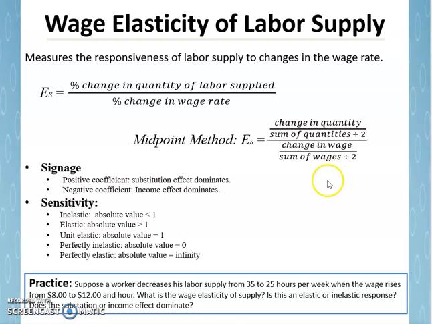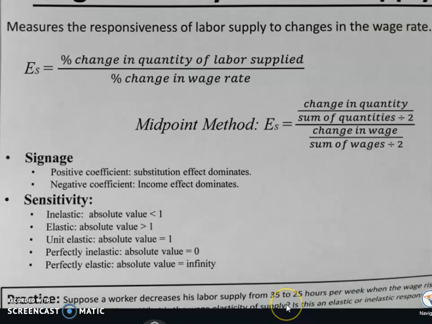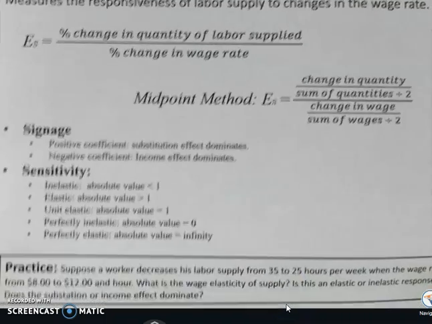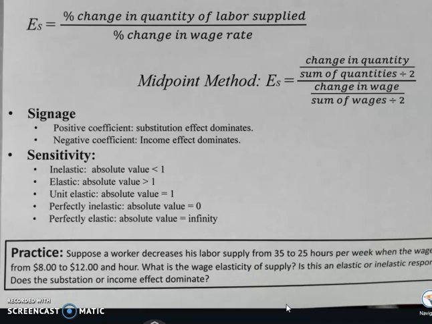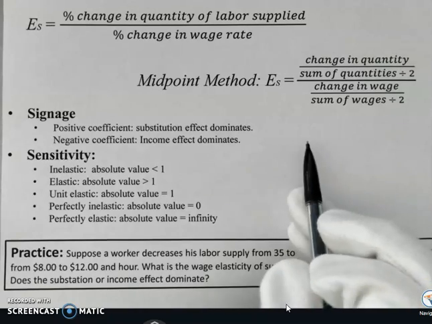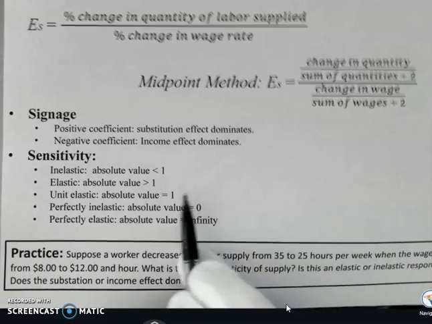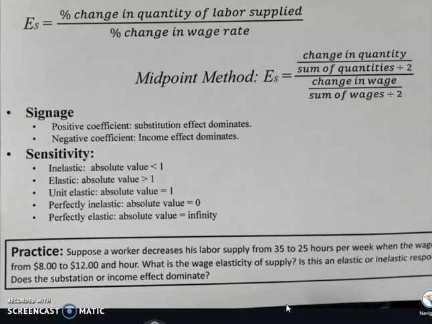Let's run through an example to illustrate this process. It says, suppose a worker decreases his labor supply from 35 to 25 hours per week when the wage rises from $8 to $12 an hour. What is the wage elasticity of supply? To do this, let's shift over to a paper so we can do our computations. Here we've got the same PowerPoint, but we're going to plug in some numbers. Again, we're going from $8 to $12 per hour.